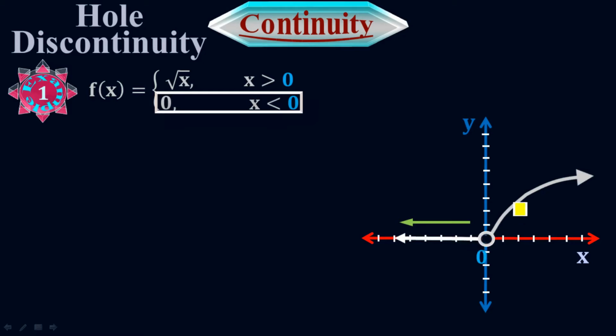There is a discontinuity here, which is a hole discontinuity. The first piece is greater than 0, the second piece is less than 0. But both pieces have no equality bar, so 0 has not been included for either piece. They are disconnected here.